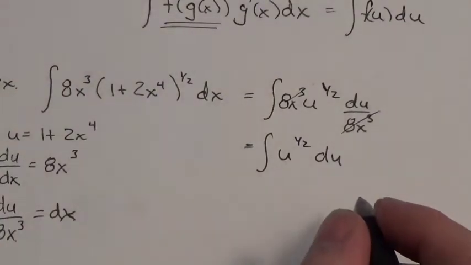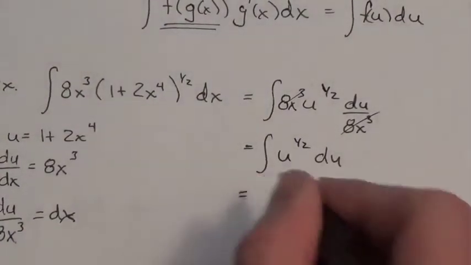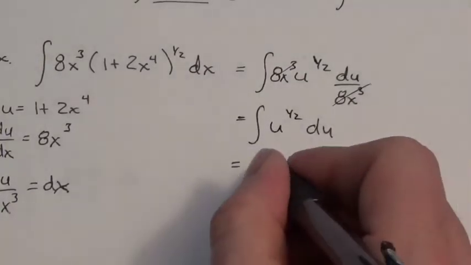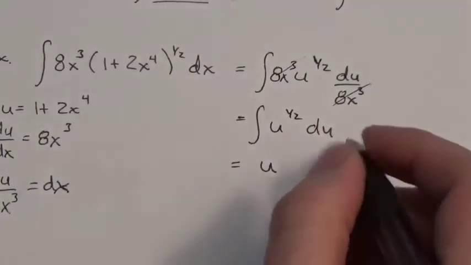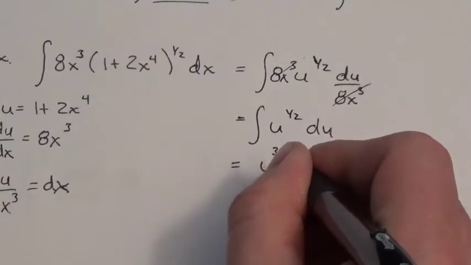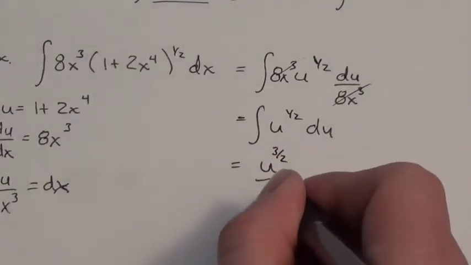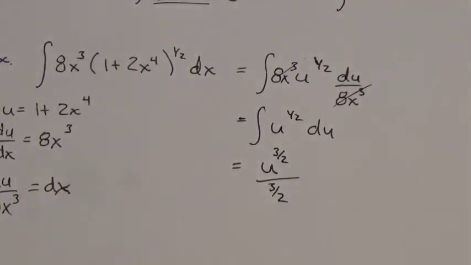Okay? And actually, that is a pretty easy one to work with. All I do is I increase the exponent by 1. So increasing 1/2 by 1 will be u to the 3/2. And then I'm going to divide by 3/2, and I will deal with that in just a second. I'll clean that up a little bit.